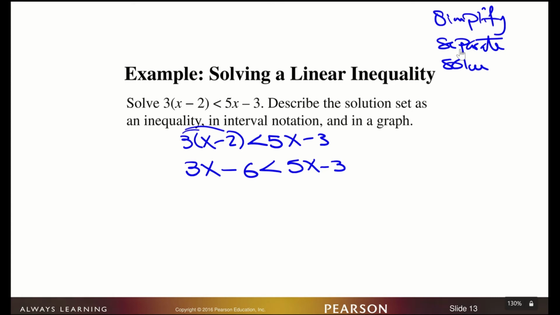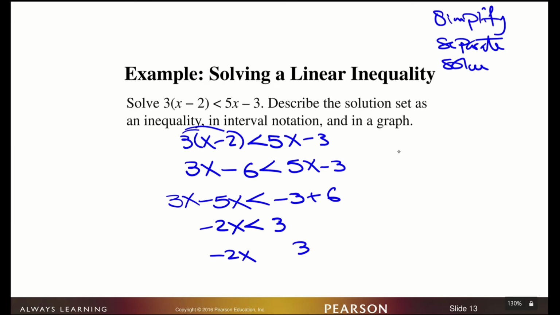We're going to go ahead and separate. Remember, at this phase, we always move the variable terms to the left side. 3x minus 5x less than, and move the constants to the right side. So we have -3, which doesn't change sign because it's already on the right side. But we move the -6 to the other side by adding 6 to both sides. That changes sign, becomes +6. So we get -2x less than 3, right? Sorry, 3. So now we divide both sides by -2.